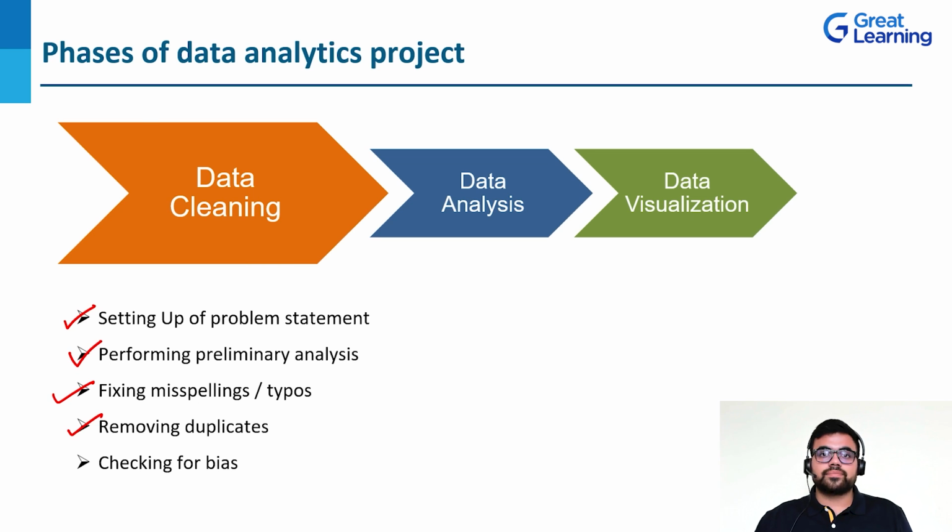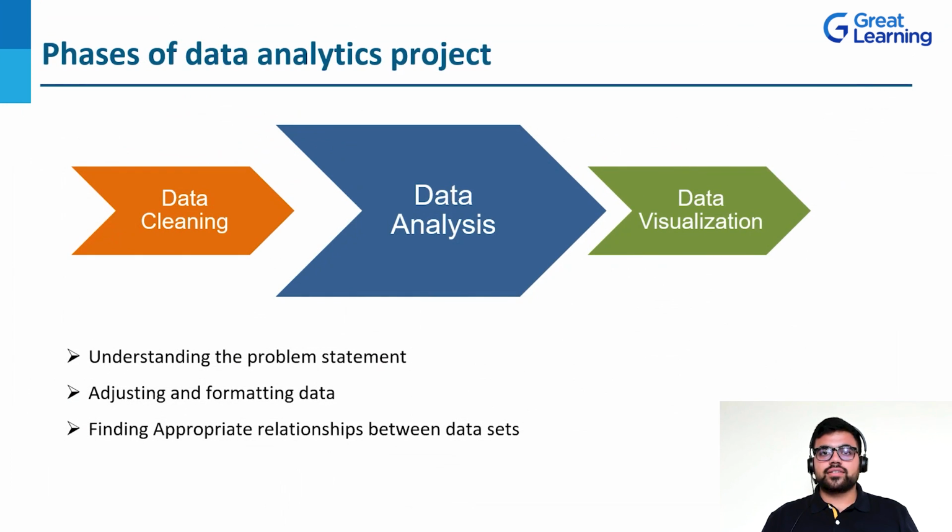Which is why it becomes essentially important to remove these kinds of bias as soon as we get the data. Next phase is data analysis. So this is the core of your operations. Since your data is already cleaned and organized, in this phase, you will be playing around with data to find some meaningful insights. So you'll start by deeply understanding the problem statement, finding appropriate relationships between data sets, and also adjusting and formatting data by using certain methods and techniques like lookup functions, conditional formatting, data validations, and using pivot tables.